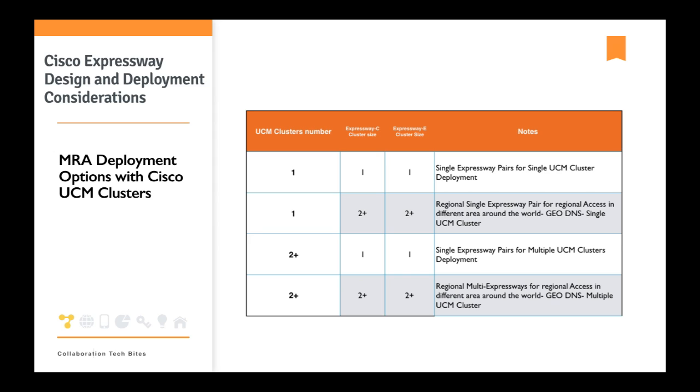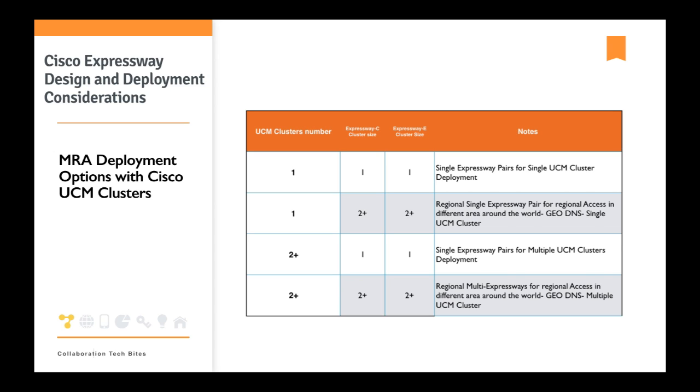Okay, so what are the collaboration deployment models? Of course, here we start in X8.5 and above. You can have one UCM cluster, one Expressway C, one Expressway E in a single pair. That's normal. You can have one UCM cluster serviced by 2 or more Expressway C or 2 or more Expressway E in a regional single expressway or like a different area in the world, or multiple areas in the world.